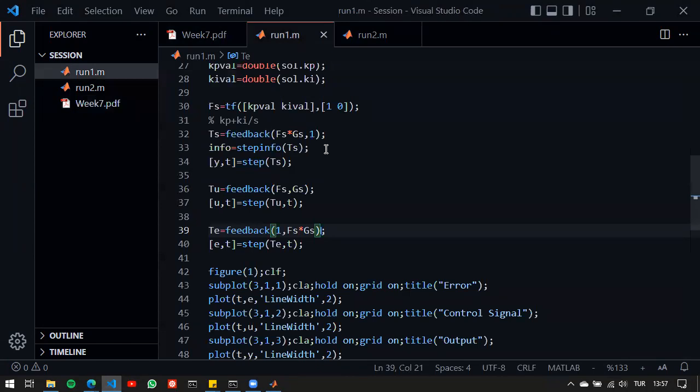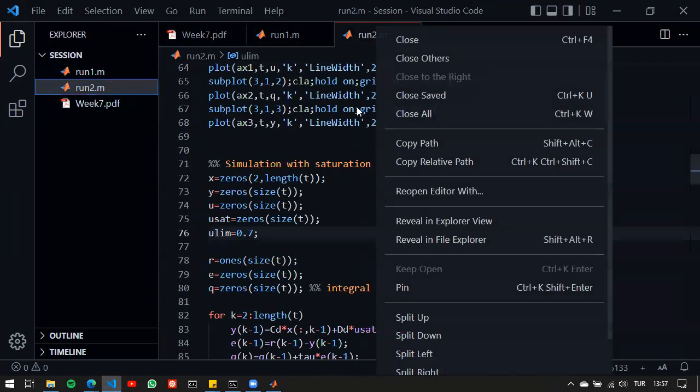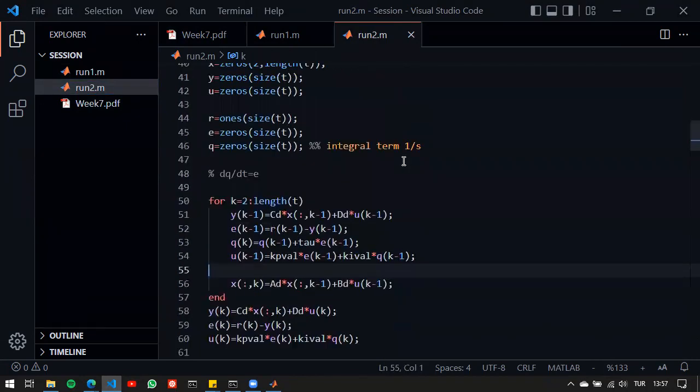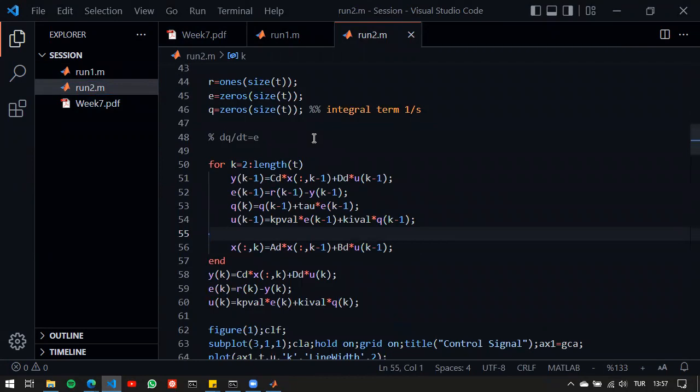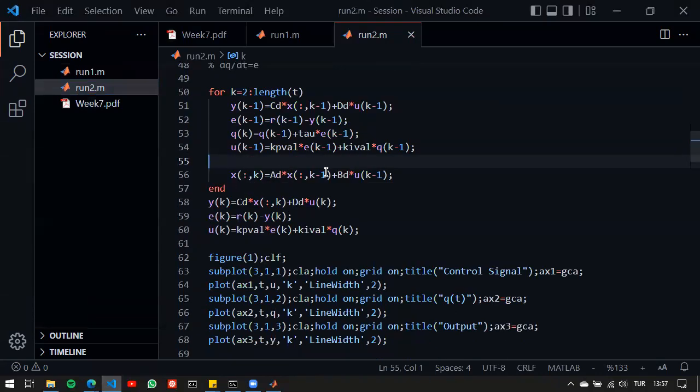In order to simulate this, we might use Simulink or the code that we've written down here, which was based on the difference equations of dynamic systems. We needed to convert the continuous time transfer function into a discrete time state space model. Once we've done that, we've used x dot equals Ax plus Bu and then y equals Cx plus Du.